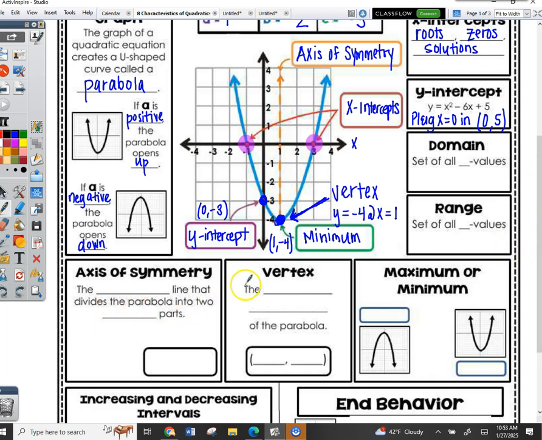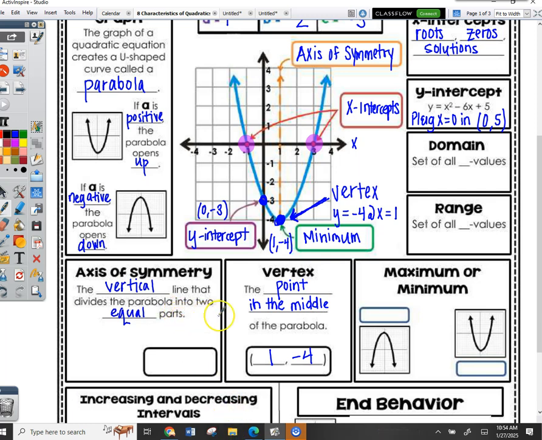All right, let's fill all this in. So, what is the vertex? It is the point in the middle of the parabola. What is the vertex in this example? We said it's (1, -4). What is your axis of symmetry? It is the vertical line that divides the parabola into 2 equal parts.